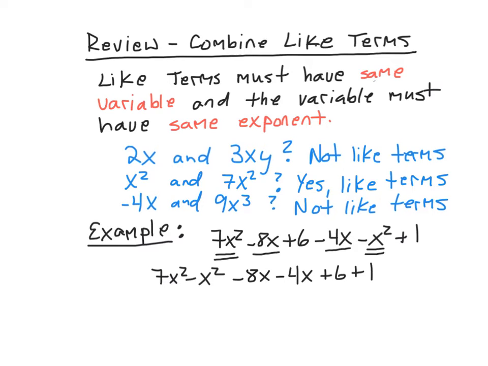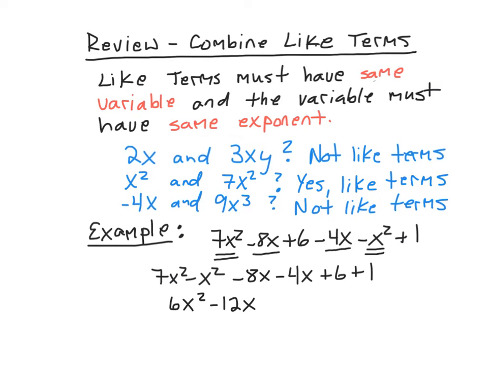And now I combine them. 7x squared minus x squared gives me 6x squared. Negative 8x minus 4x is going to give me negative 12x.